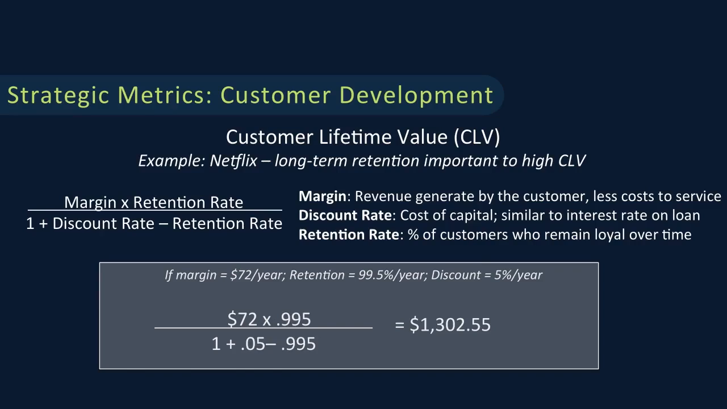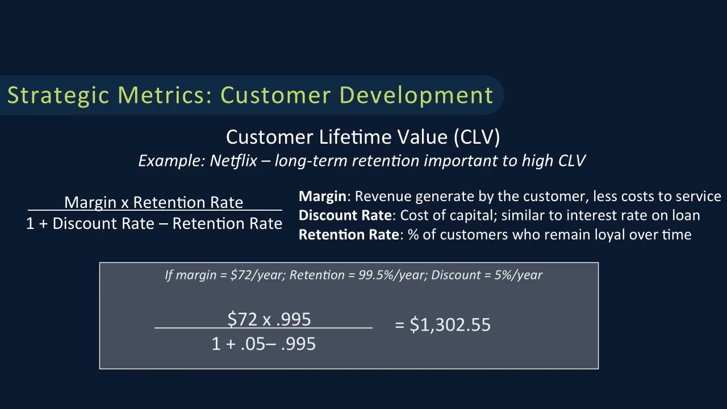CLV is defined as the margin multiplied by the retention rate divided by the term 1 plus discount rate minus the retention rate. Margin is defined as the revenue generated by the customer less the cost it takes to service the customer. Discount rate is the cost of capital for the organization. It's similar to an interest rate on a loan. Retention rate is defined as the percentage of customers who remain loyal over time.